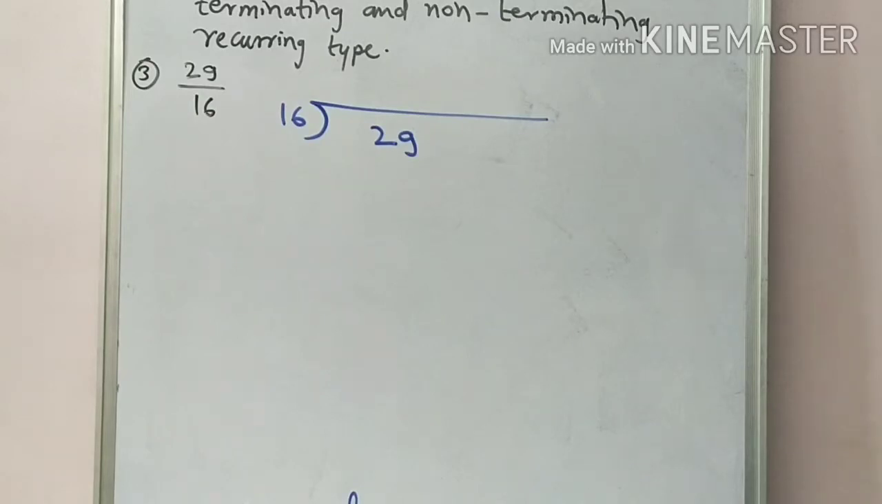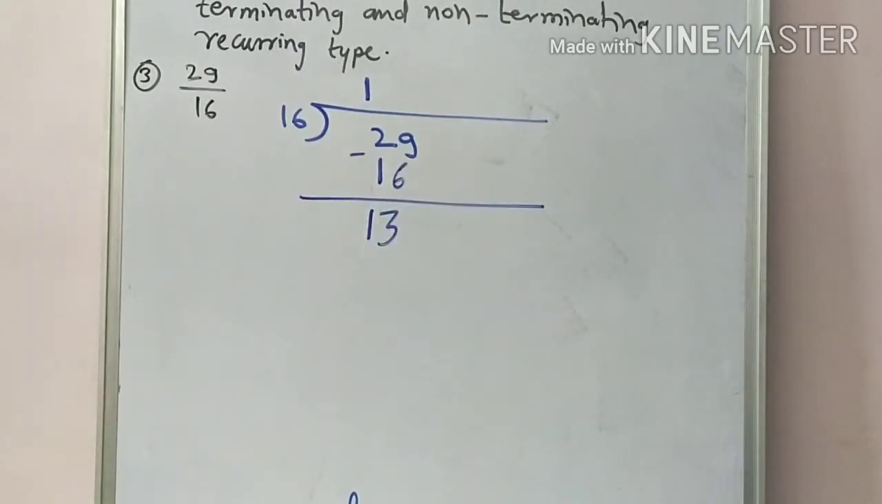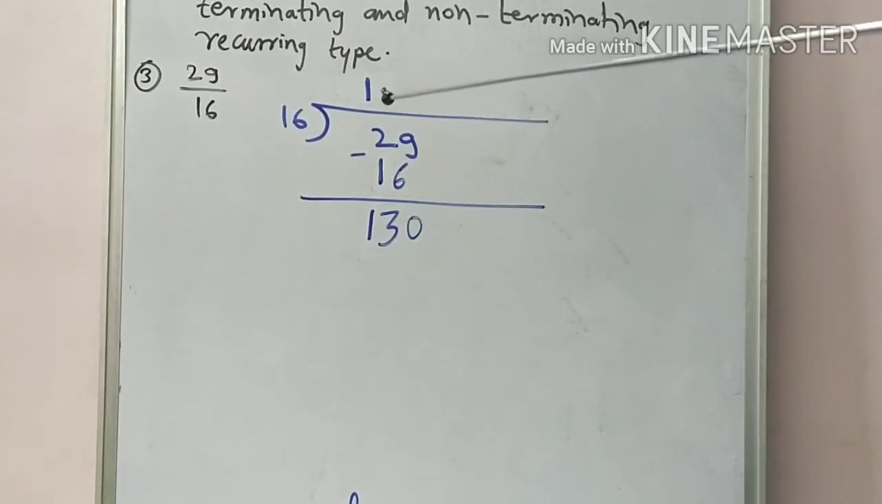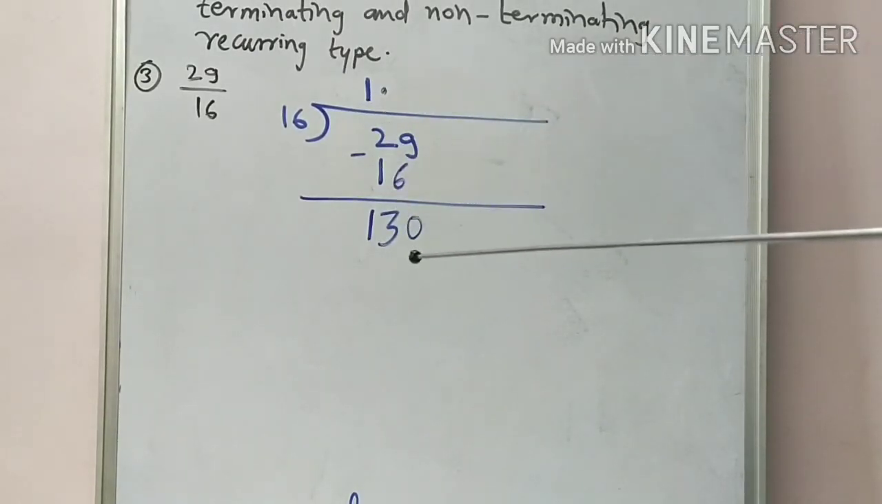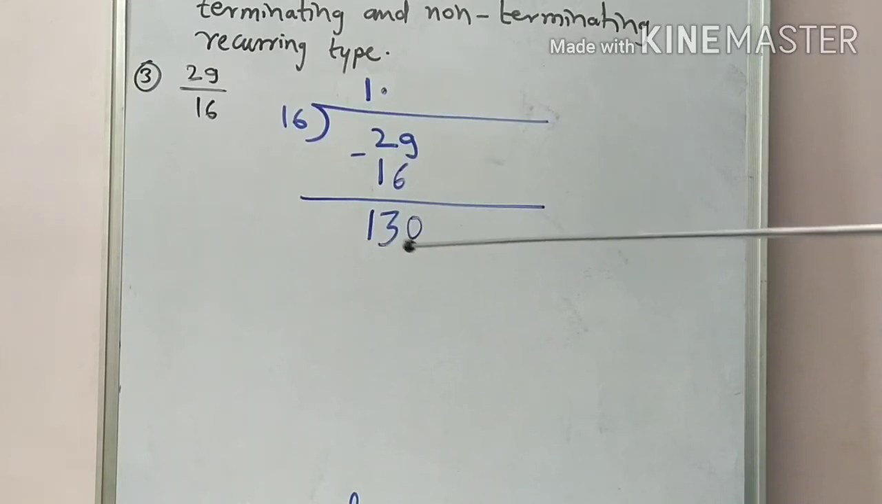So here we take that 1 in the quotient. 16 ones are 16, so that subtraction is 13. That 13 is less than the divisor, and hence now here we increase 1 zero and take the decimal point. Okay, understood this? Here we take that decimal and here we increase 1 zero, so that number now becomes 130.